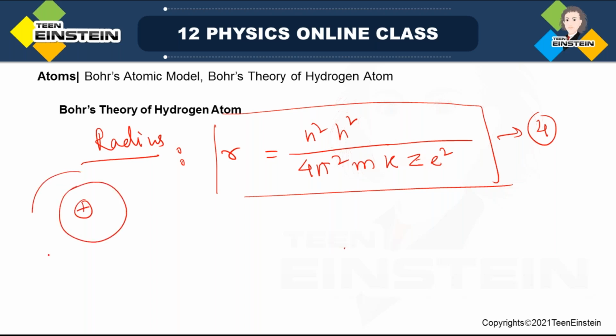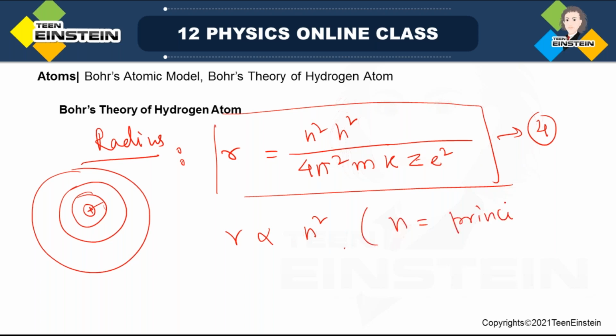So suppose I have various orbits. I'm sorry, we should not say Bohr orbit, we have various orbits. What are the dimensions of these orbits, to what extent do they extend, what is the radius? You can see one thing here: r is directly proportional to n², where n is the principal quantum number.